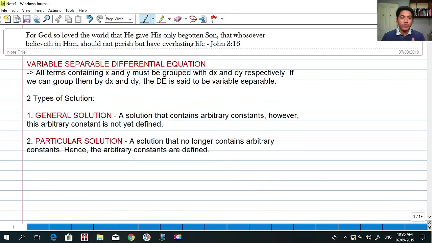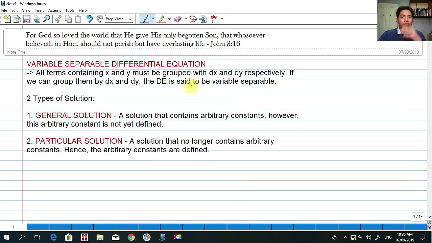Now, what is a variable separable differential equation? We can say that a DE is variable separable if all terms containing x can be grouped with dx and all terms containing y can be grouped with dy. So if we can group the functions of x with dx and the functions of y with dy, then the DE is said to be variable separable.